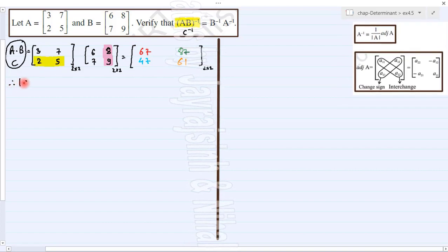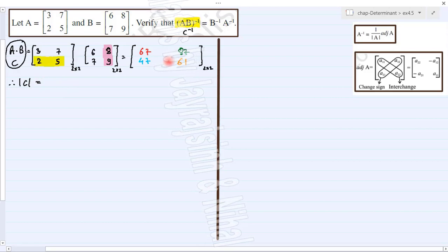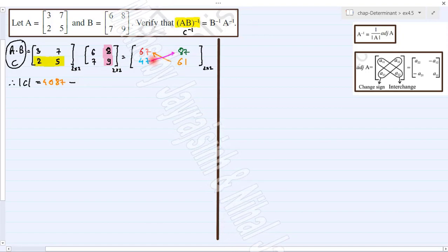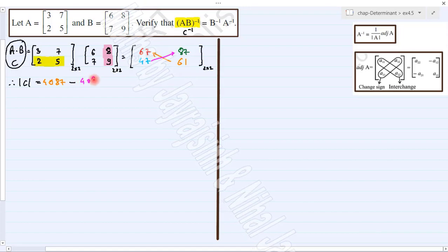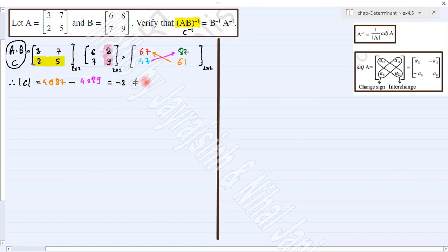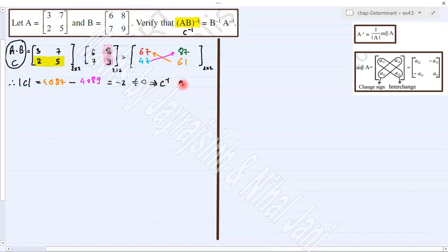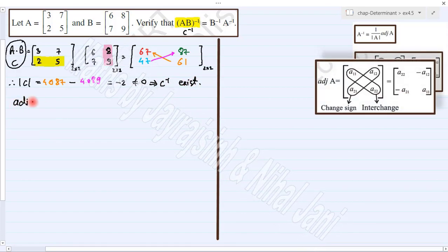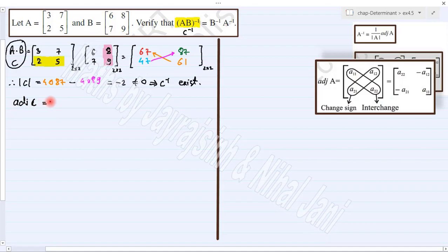and for that we are going to need determinant of C, which can be obtained by cross multiplying 61 with 67, or we can say 4087 minus 47 into 87 will give us 4089. So it will be minus 2, which is not equal to 0. So we can say C inverse does exist. And the second quantity which we need is adjoint of C.